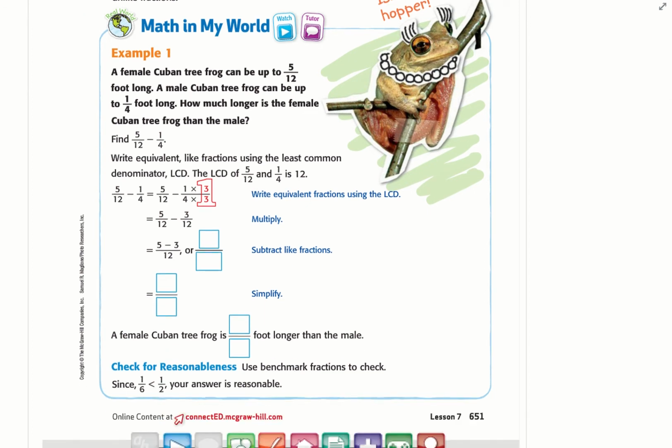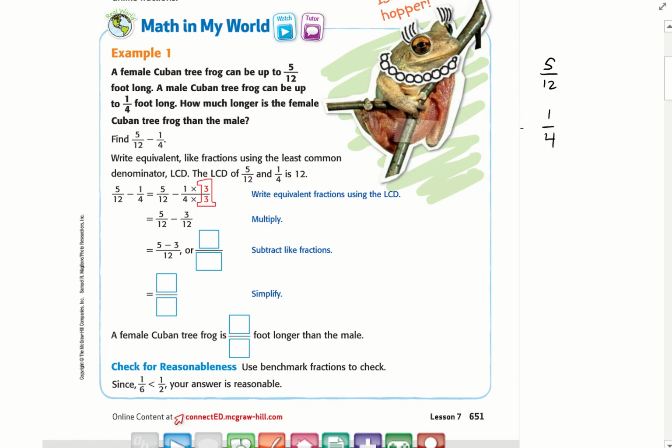So example 1. A female Cuban tree frog can be up to 5/12 foot long. A male Cuban tree frog can be up to 1/4 foot long. How much longer is the female Cuban tree frog than the male? So how much longer always means to subtract. So we have 5/12, and then we're going to subtract 1/4.